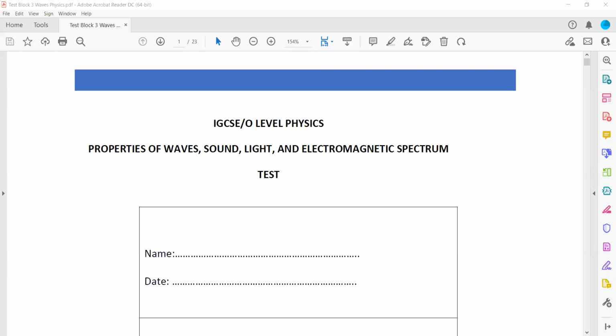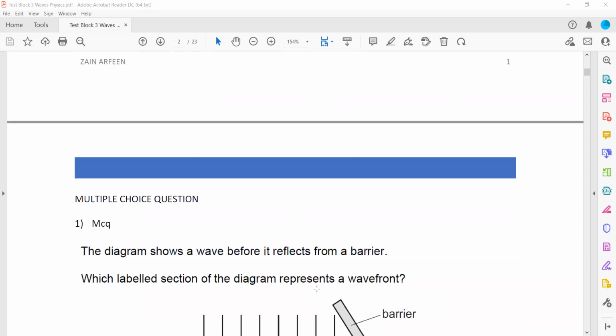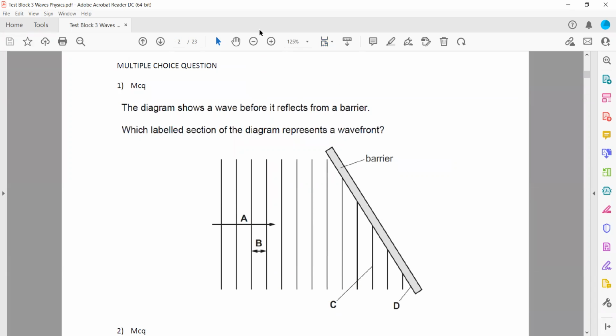So this was a test related to properties of a wave, sound, light, and electromagnetic spectrum, which is block 3. The first question: the diagram shows a wave before it reflects from a barrier. Which label of a section represents the wavefront?